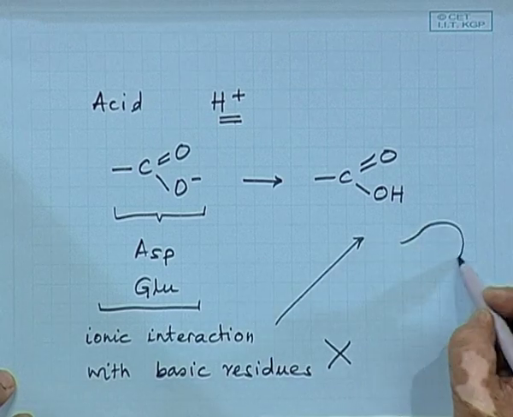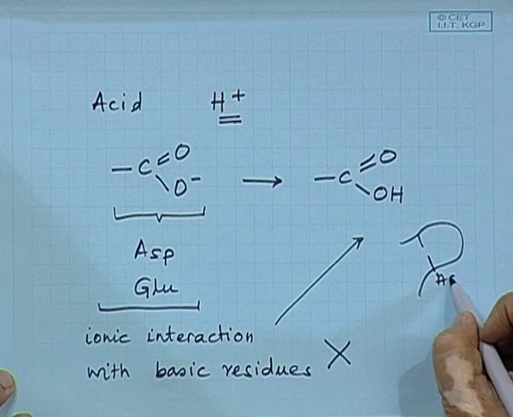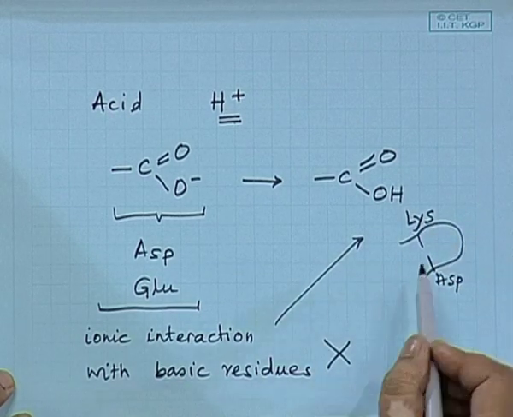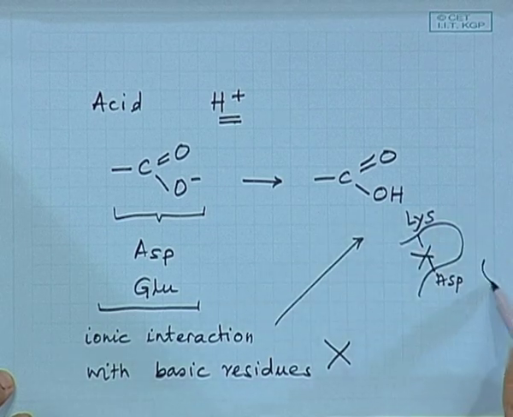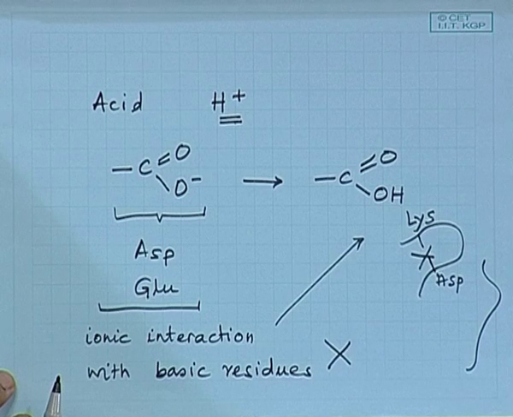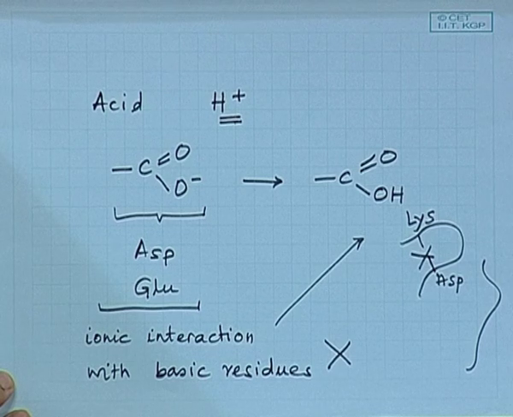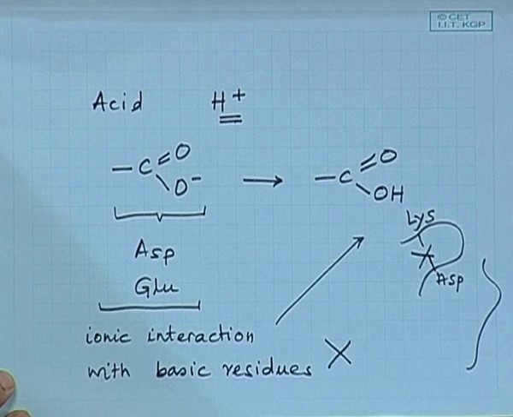So, any folded structure that would have this ionic interaction with an Asp and, say, a Lys, what would happen? This would no longer form. So, what would that do? That would open my chain up. Okay. So, eventually the idea here is that when you have a denatured structure, you are disrupting the energetics.